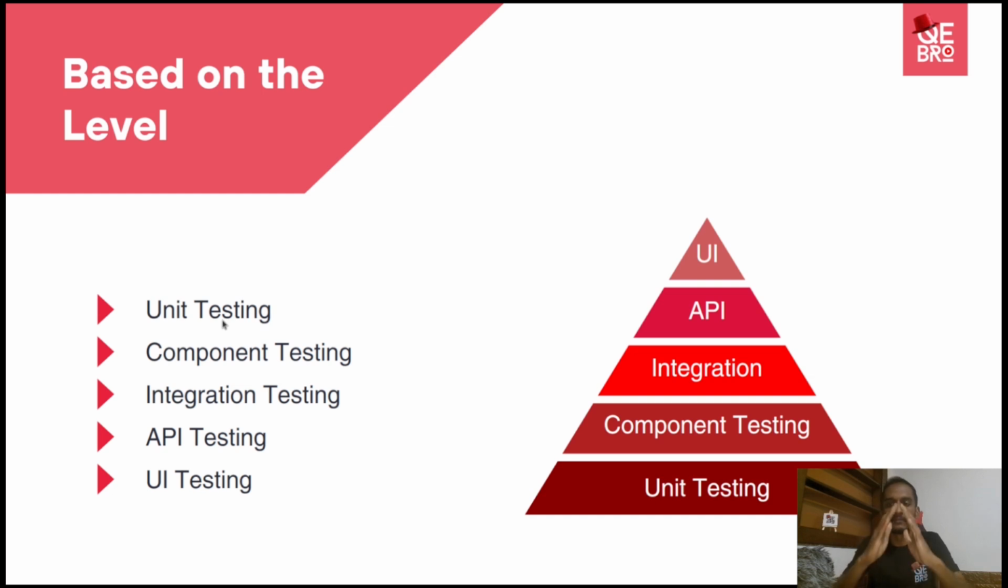And if you check the shape, from the bottom to the top, the area for each category will reduce. Unit testing has the biggest area, and for the UI we have the smallest area. So why is this? This is known as the test pyramid. If we are creating test cases or doing testing, this is one good approach to follow. The number of test cases or the coverage should be based like this. You should have the highest coverage from unit testing, then component testing, then integration testing, API testing, and the lowest is for UI testing.